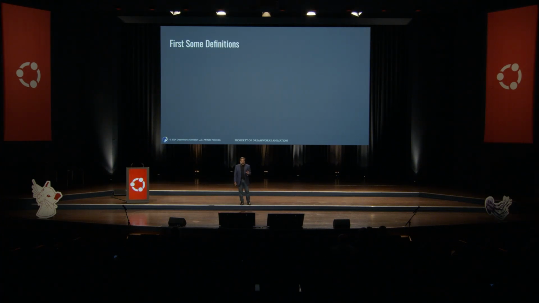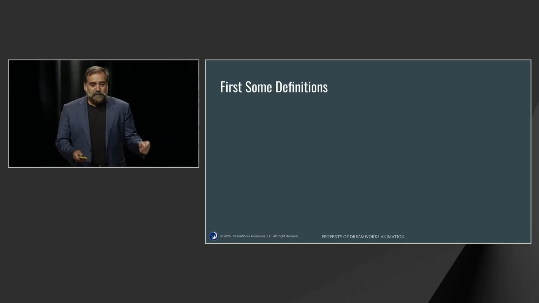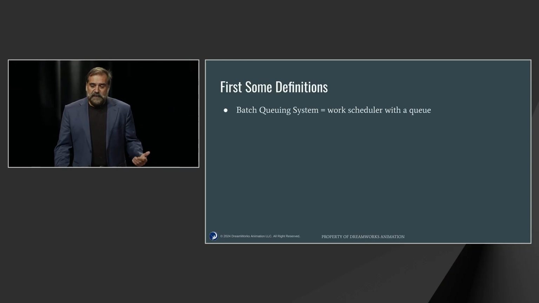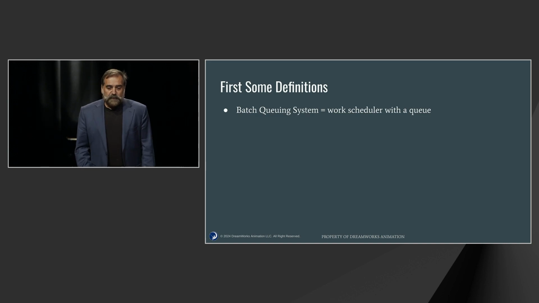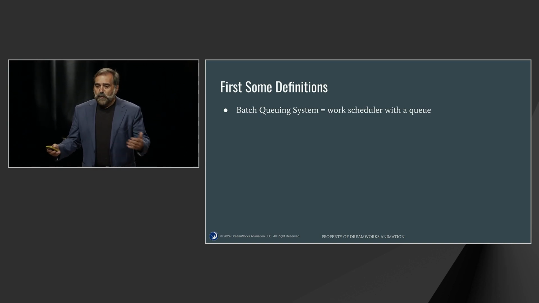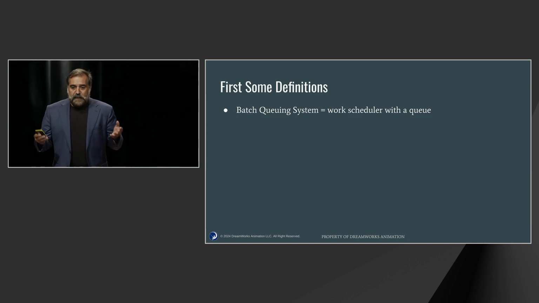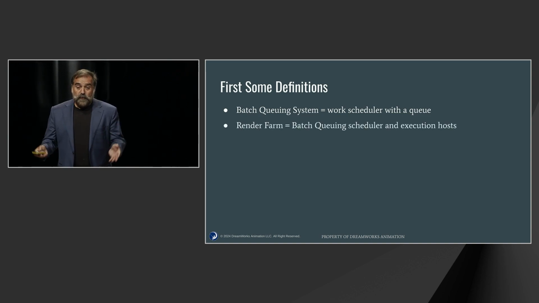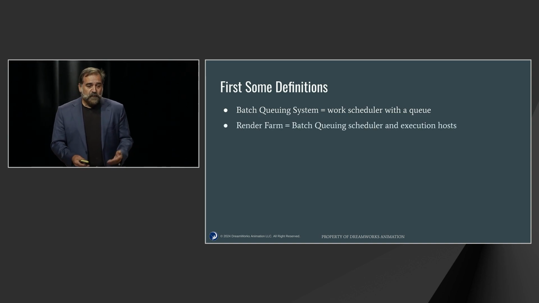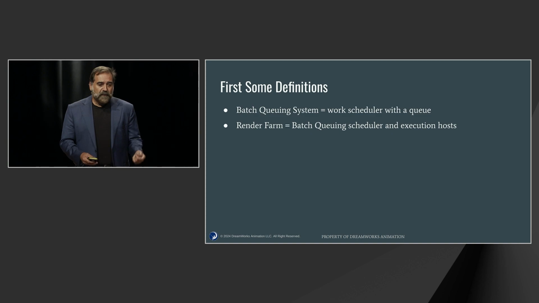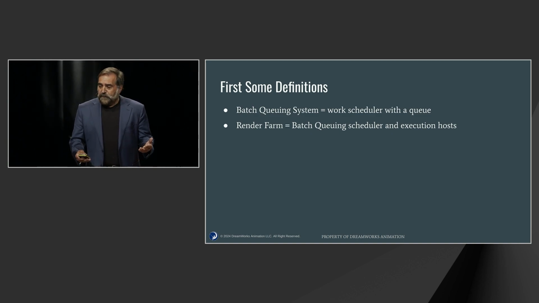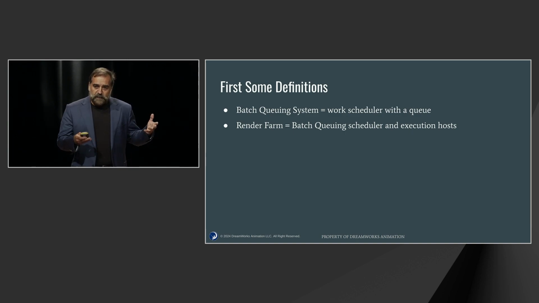But first, I want to get into some definitions to make sure we're all on the same page as far as terminology. We have a batch queuing system. I think you guys are probably familiar with that. That's a workload scheduling system that allows you to schedule work to be done on a pool of compute resources. A pool of compute resources and a batch queuing system is what we in the FX and animation industry call a render farm, for those who may have heard that before. It's basically just where all the movie making happens.